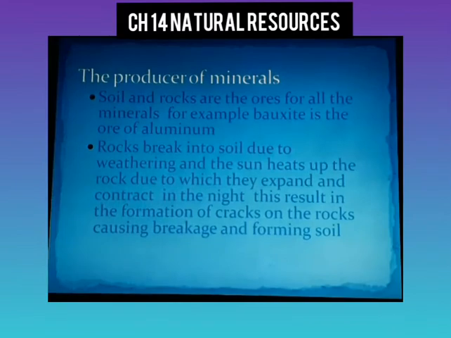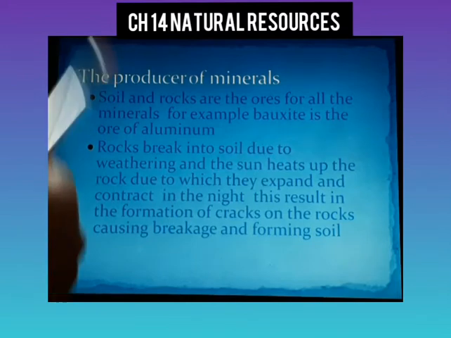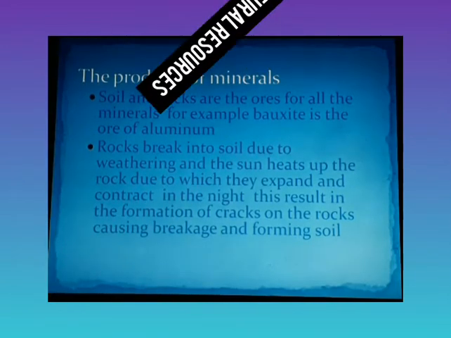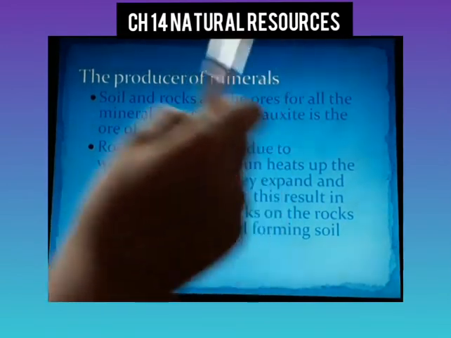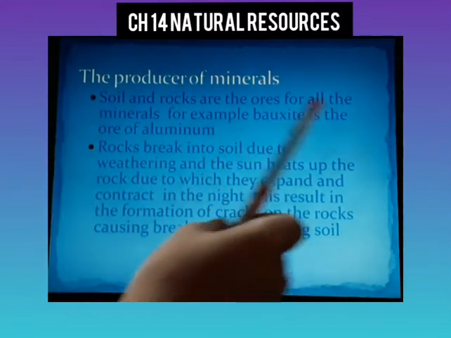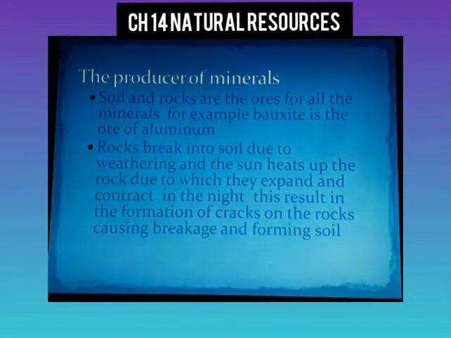The producer of minerals. You may be thinking where the minerals are produced. You get gold, diamond, everything. But you must know that the soil and rocks are the ores for the minerals. For example, bauxite is the ore of aluminium. You won't know which soil is bauxite or which soil is the ore, but there are certain agencies who check for those.